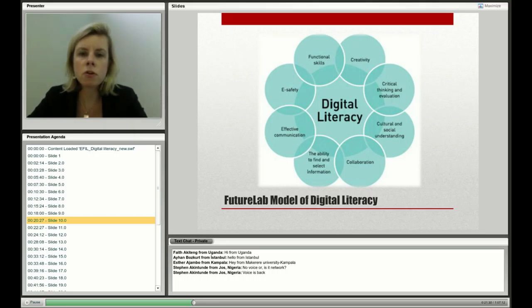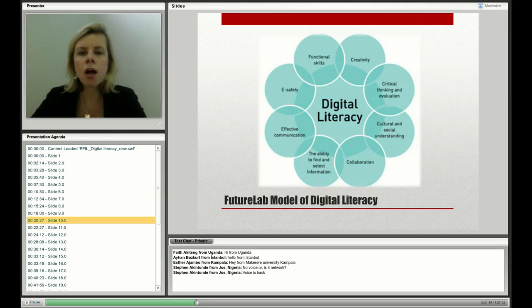But for those of you who are librarians and familiar with information literacy models, you can see quite a number of familiar elements here. So critical thinking and evaluation, something that's really important in information literacy, we see it in a model of digital literacy. Similarly, the ability to find and select information is a really important aspect in information literacy.